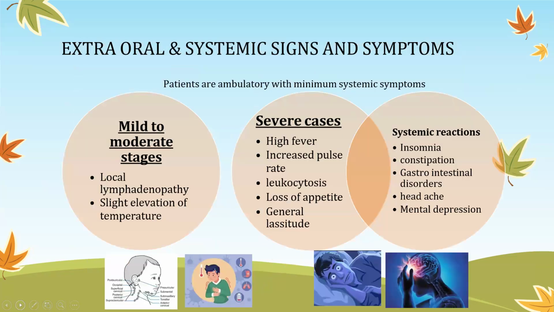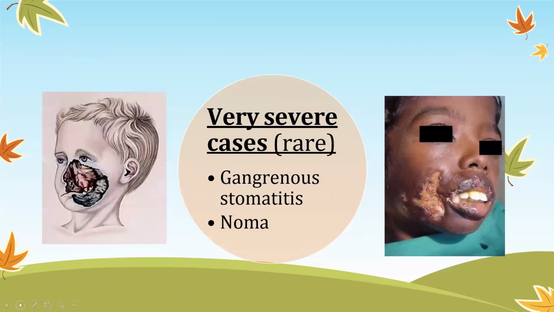And there can be extraoral and systemic signs and symptoms. Patients will be ambulatory with minimum systemic symptoms. In mild to moderate stages, there can be local lymphadenopathy, slight elevation of the temperature. Whereas in severe cases, we can see high fever, increased pulse rate, leukocytosis, loss of appetite, and general lassitude. And the systemic reactions can be insomnia, constipation, GIT disorders, headache, and mental depression. And in very severe cases, there can be gangrenous stomatitis and also noma.